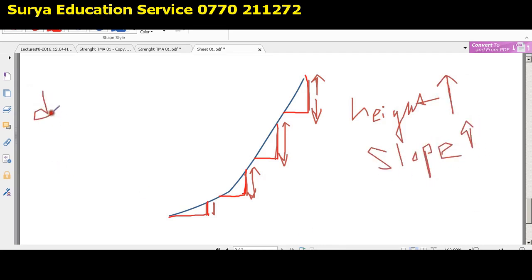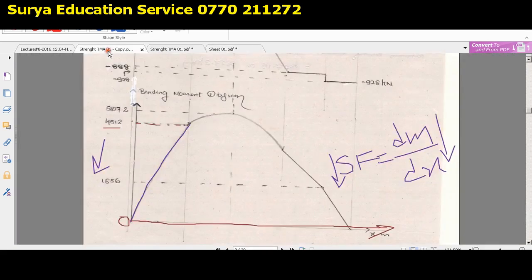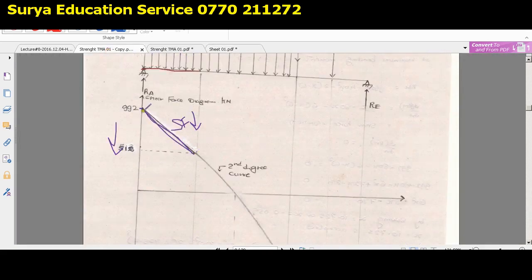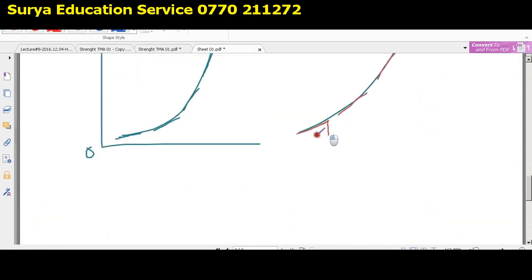And I told you dm by dx, the derivative of the bending moment, is actually corresponding with the shear force. So if the slope increasing, then dm by dx increasing, so that means shear force intensity should increase. So you cannot have that. Why? Because according to here, the shear force intensity is dropping down, so you cannot have type 2, so you cannot have this type. The same way you can analyze for here.